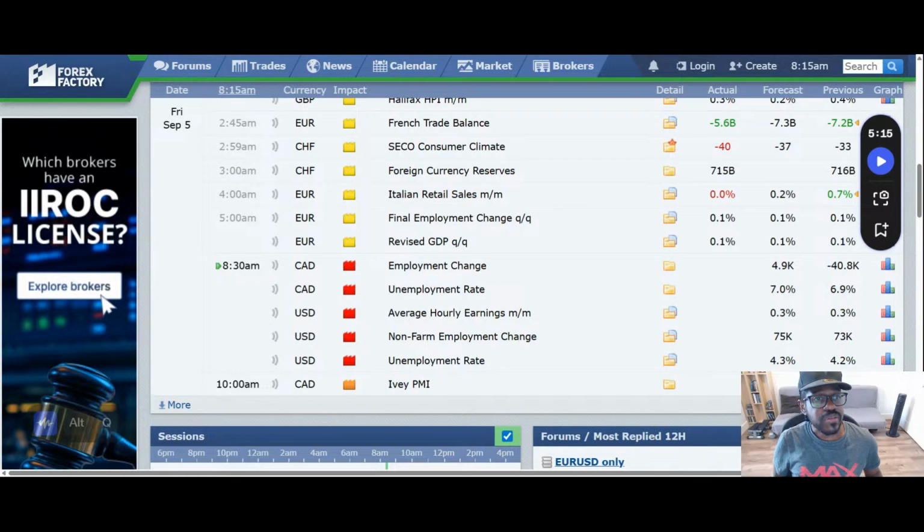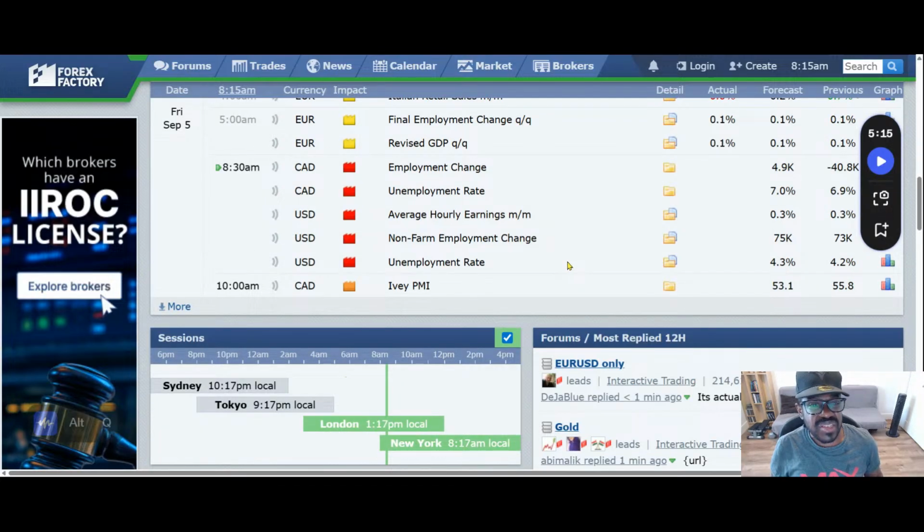All right, so let's see. Perfect. We're going to be focusing only on the actual NFP and seeing exactly what's going to happen here, and what reaction we should be looking at in regards to the market. So we're going to start with the NFP news event.